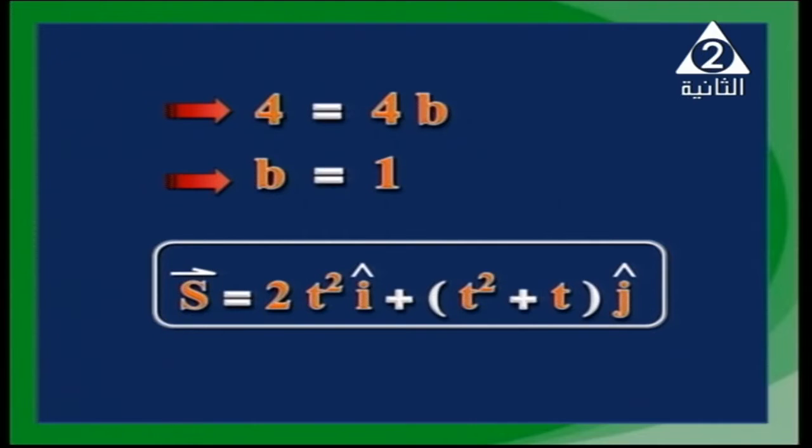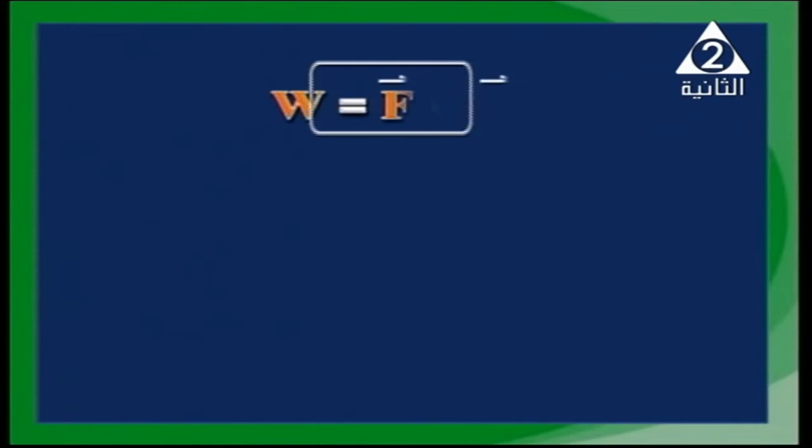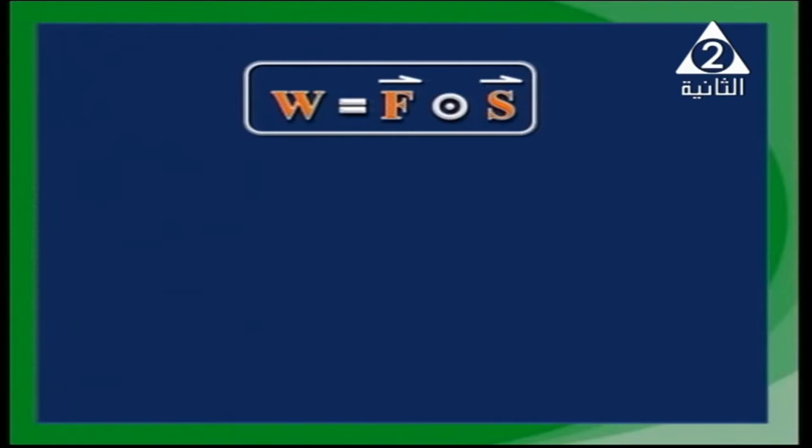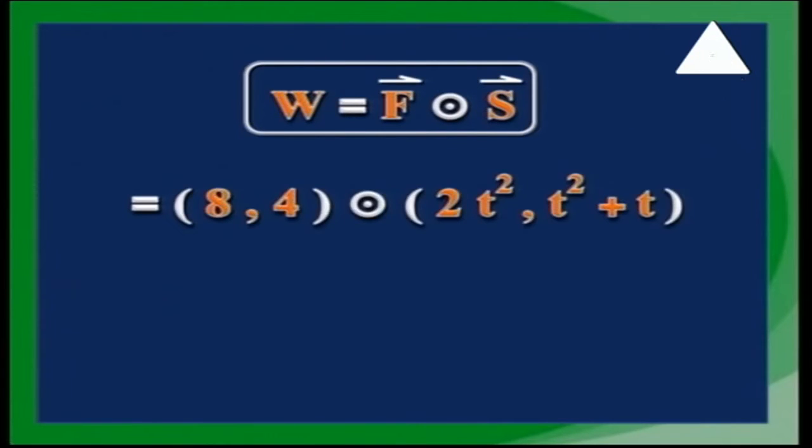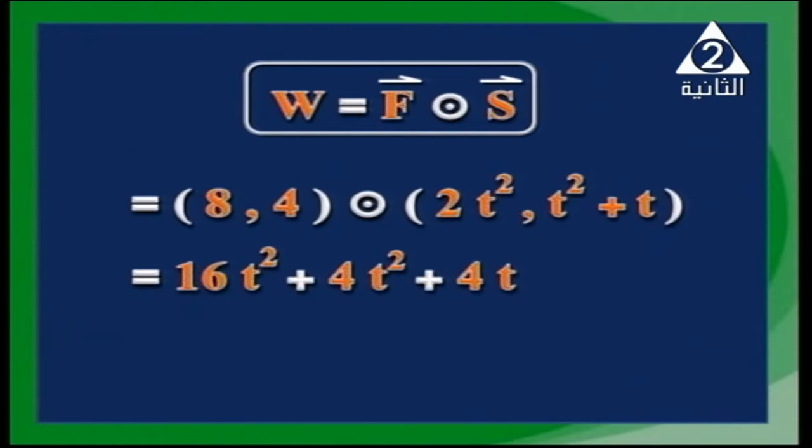By substitution of a and b in the displacement, the relation s equals 2t² i plus (t² plus t) j. Therefore, we know that the work done equals F dot S. The force F is 8i plus 4j, and we can write it in component form (8, 4). Also s is (2t², t² plus t). We multiply first times first plus second times second, or x1 times x2 plus y1 times y2. The work done became 16t² plus 4t² plus 4t equals 20t² plus 4t.